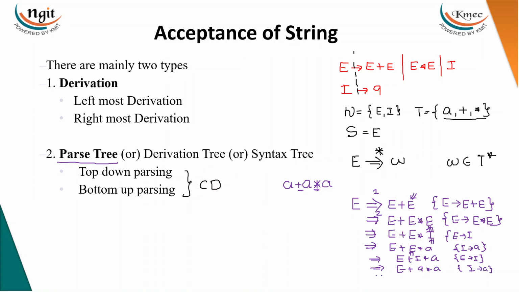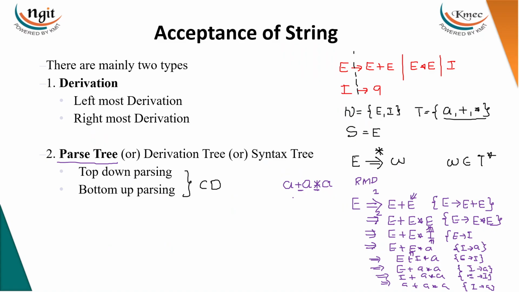In each and every step, we are replacing the rightmost non-terminal. That is called rightmost derivation. If you are replacing the leftmost non-terminal, then we call it leftmost derivation. That's the only difference, guys. Nothing more than that, right? So this is rightmost derivation, for the same string for which we took the leftmost derivation in the last video.